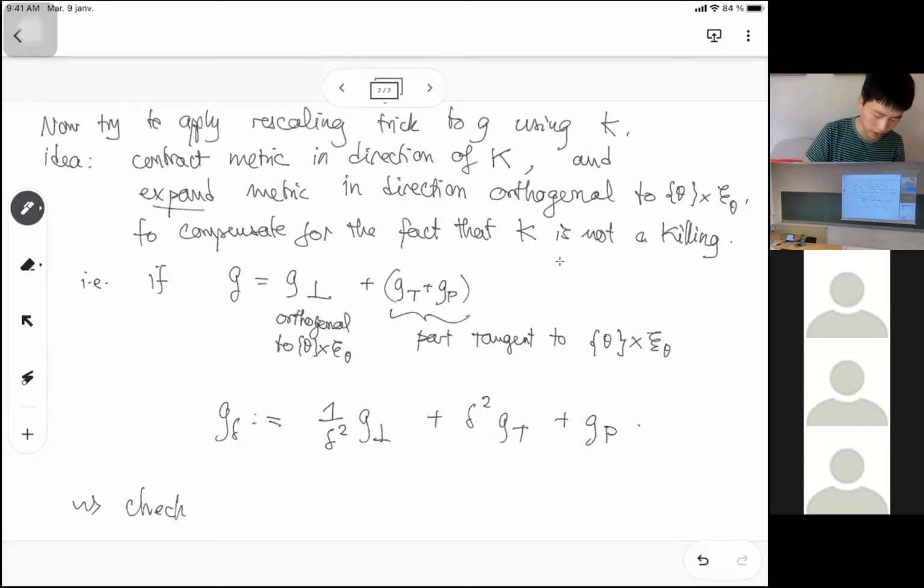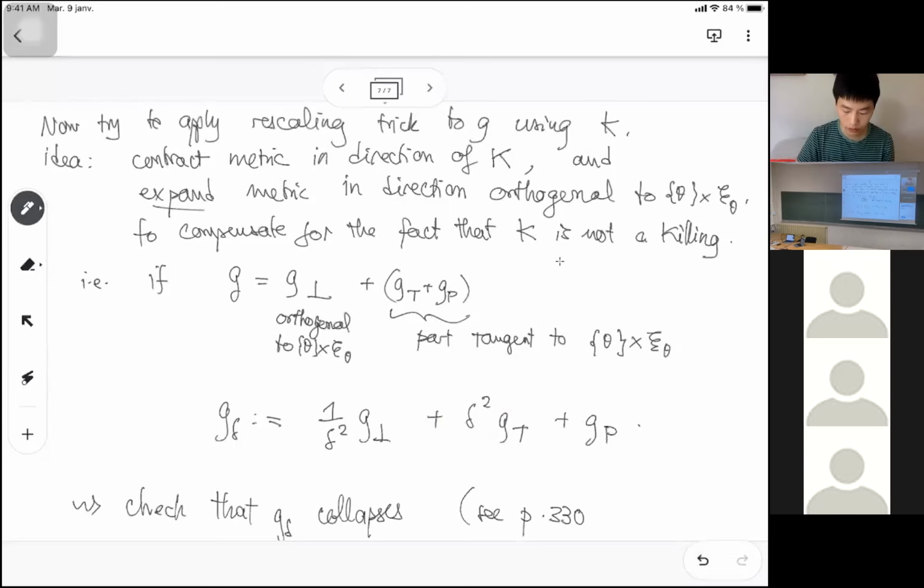And there's some nice compensation when you do the computation that leads you to the conclusion. Check that G delta collapses. If you're interested in the computation, which is very close to the standard rescaling trick, but a little bit more subtle, you can just look at Cheeger Gromov, the original paper. It's well done.